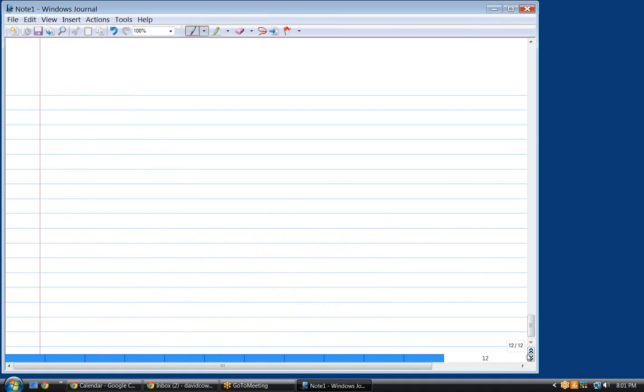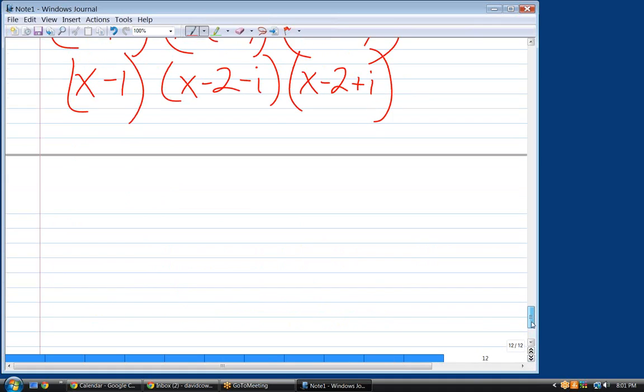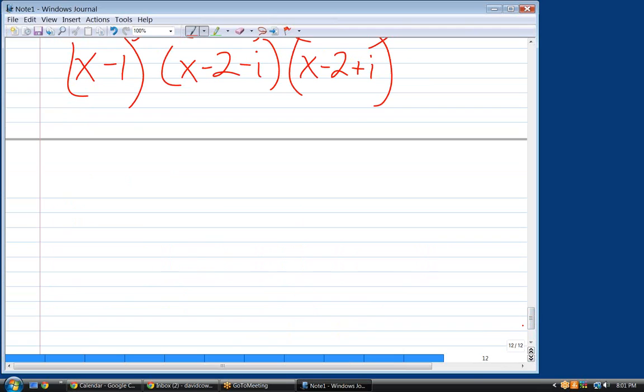So now we want to get the multiplying. In other words, to come up with the polynomial they want, all we have to do is multiply these three things together.